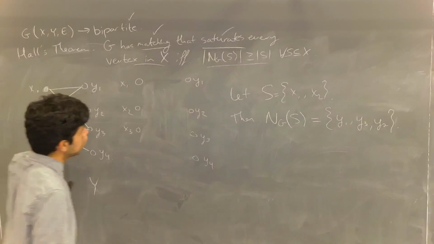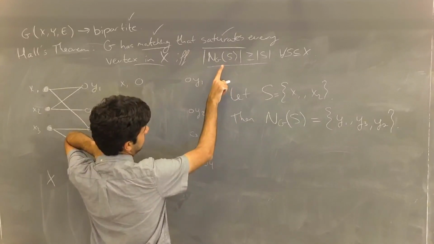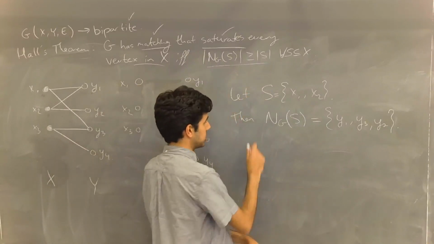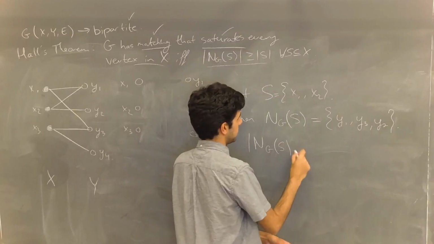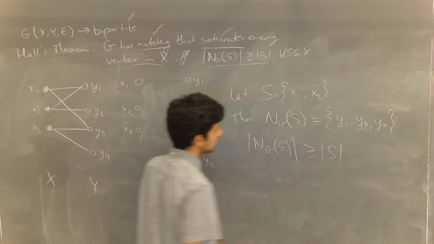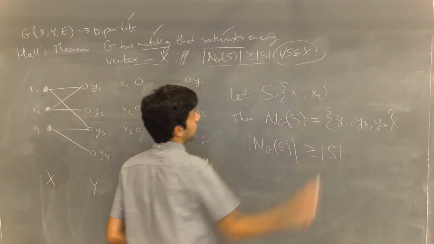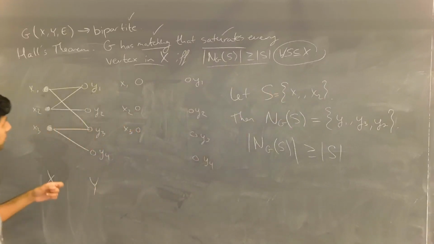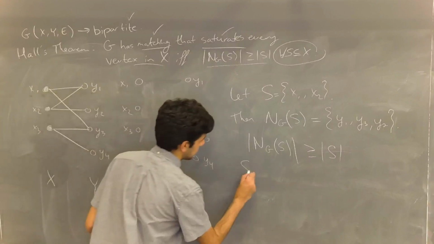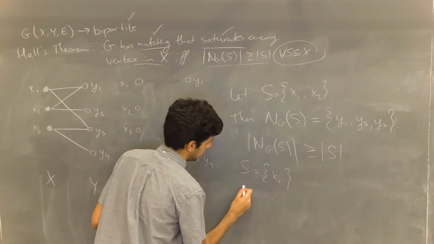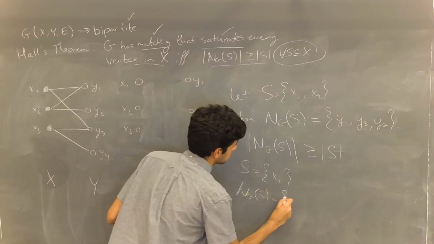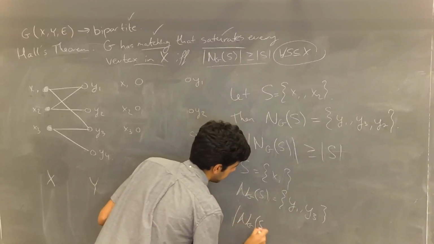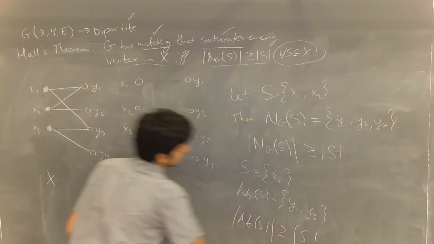Now, for Hall's theorem, we need that the cardinality of the neighbor set is greater than or equal to the cardinality of the set itself. So in this case, we do indeed have that the cardinality of the neighbor set of S is greater than or equal to the cardinality of S. But this has to hold for all subsets of vertices. We've just looked at one single subset. So I would also have to show, for example, if S equals the set of x1, then the neighbor set of S is going to be, I believe, y1, y3. And once again, the neighbor set is greater than or equal to the cardinality of the set.